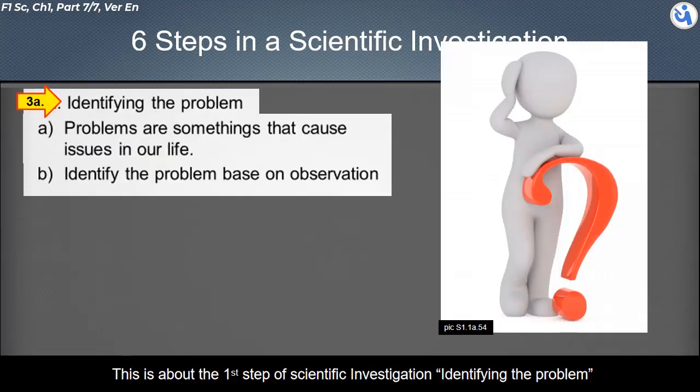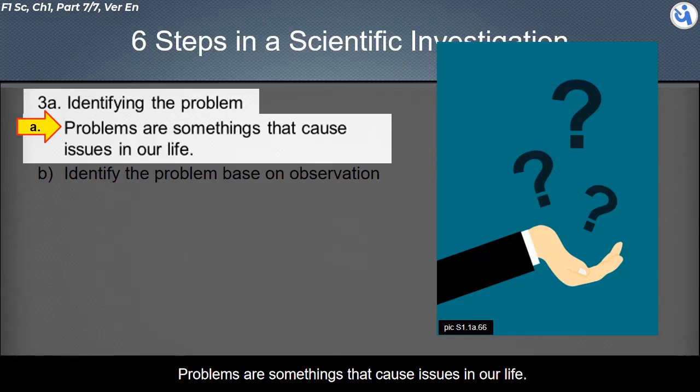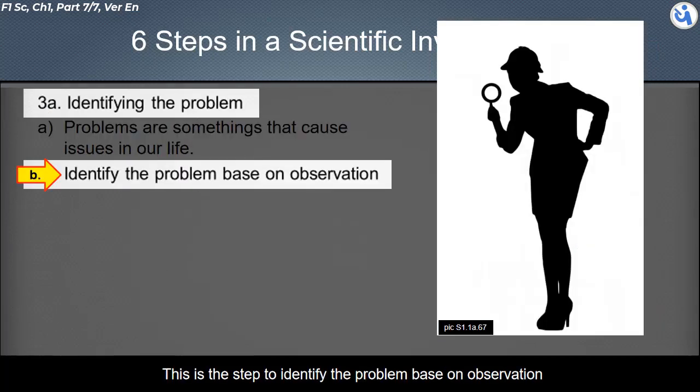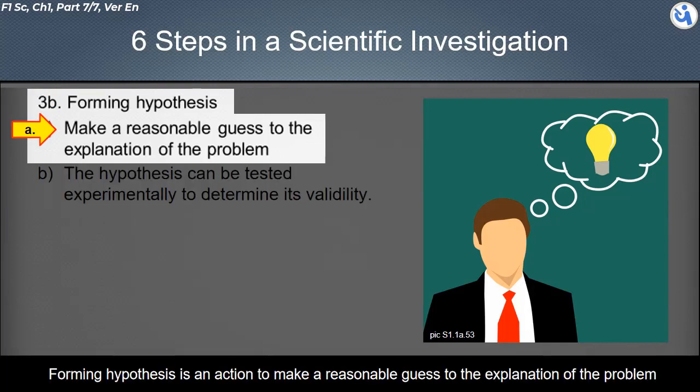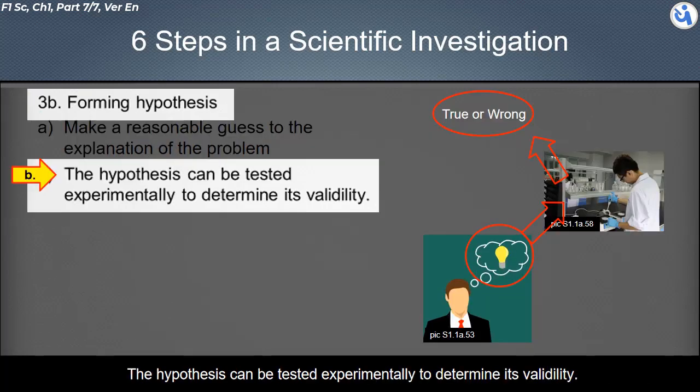This is about the first step of scientific investigation, identifying the problem. Problems are things that cause issues in our life. This is the step to identify the problem based on observation. The second step is forming hypothesis. Forming hypothesis is an action to make a reasonable guess to explain the problem. The hypothesis can be tested experimentally to determine its validity.